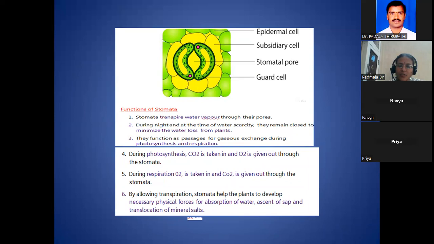By allowing transpiration, stomata help the plant to develop the necessary physical forces for absorption. That means transpiration also helps plants absorb water, and the movement of water from the soil to the topmost parts, from the branches to the leaves, is called the ascent of sap, along with the translocation of mineral salts and food substances. These are all carried out indirectly, with transpiration helping in all these processes in the plant itself.